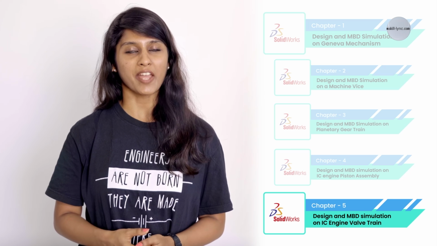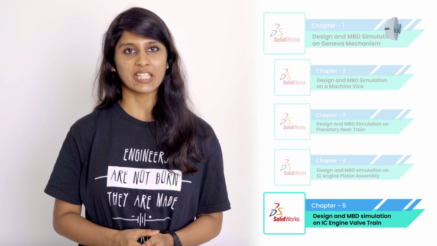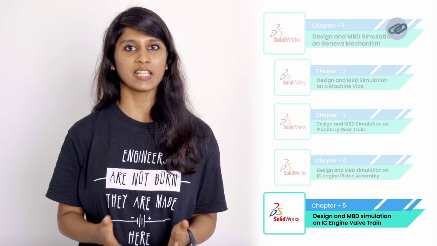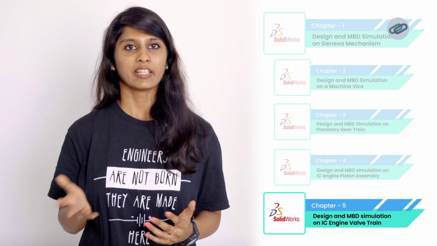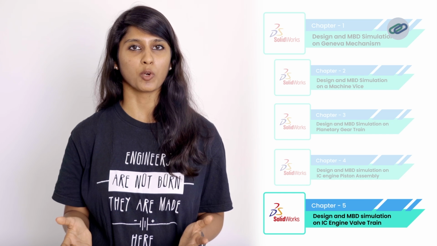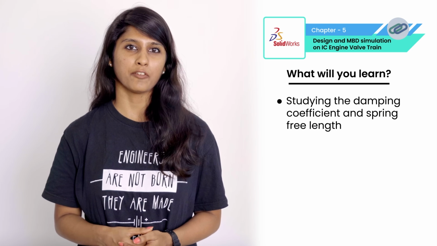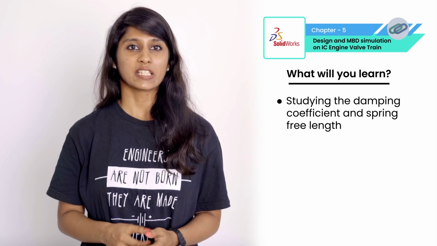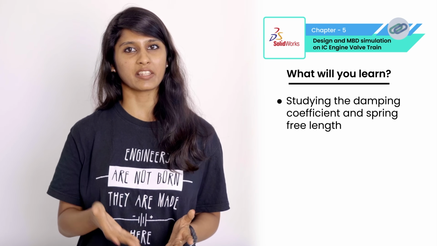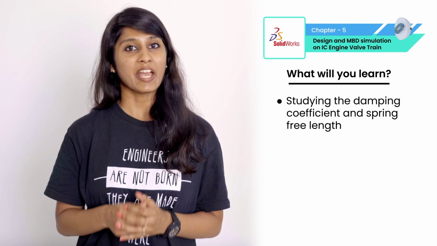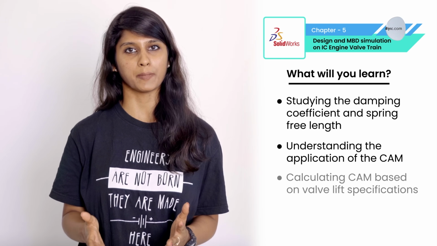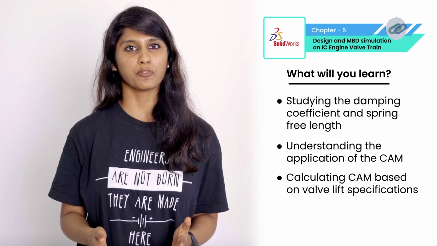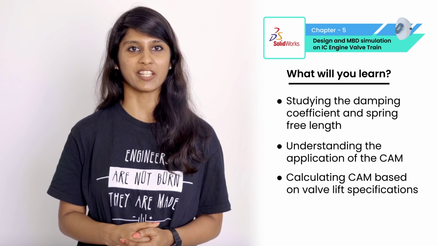In the fifth and final chapter, you will focus on the design and MBD simulation of an IC engine valve train. You will learn how to model the valve train, calculate cam lift, and design the cam accordingly. We'll also study the effects of springs in the valve train, discussing the damping coefficient and the free length of the spring. By the end of this chapter, you'll understand how to model a cam based on valve lift specifications and analyze the performance of the valve train under dynamic conditions.